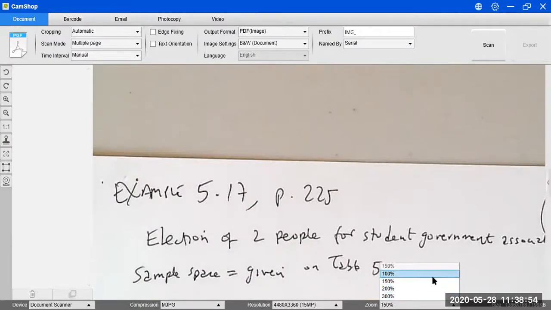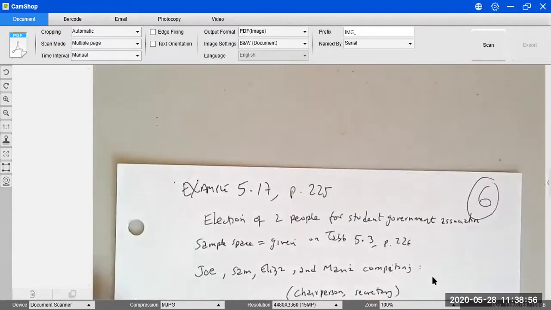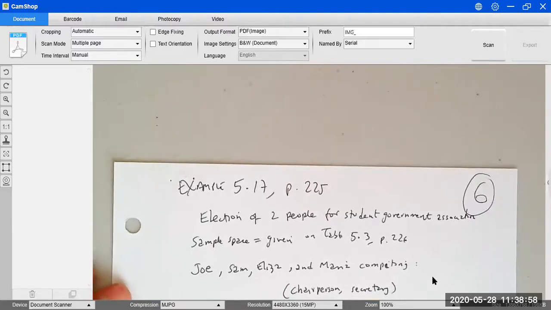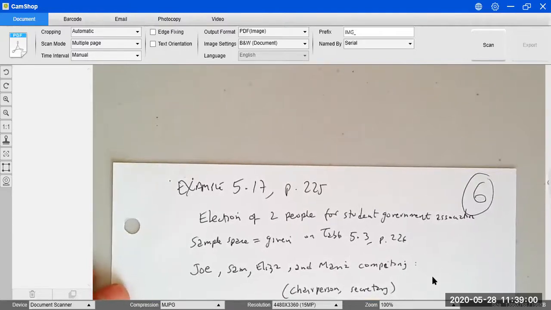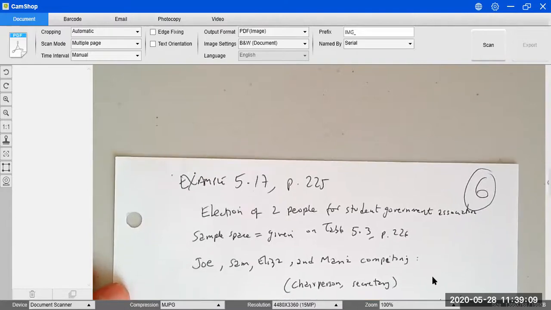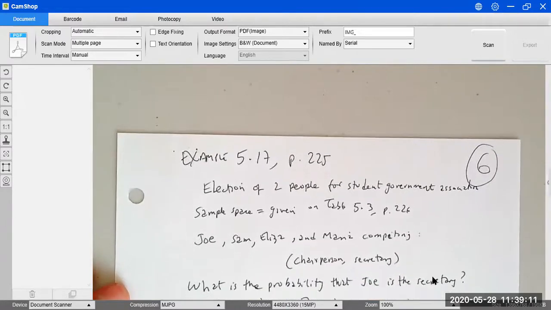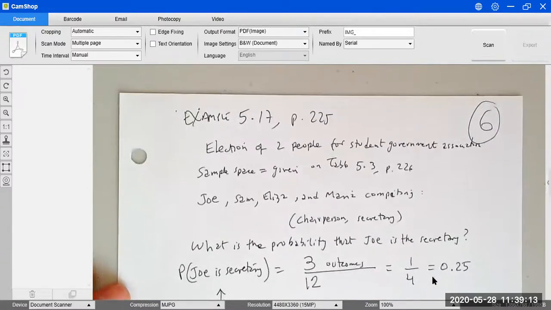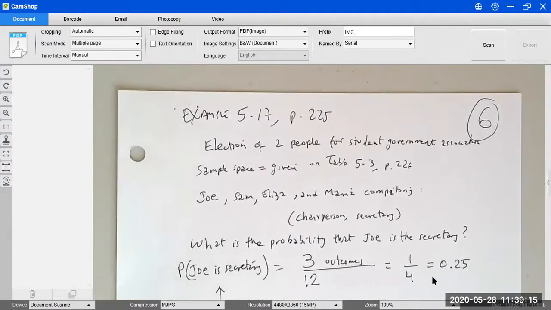So we have the election of two people for the Student Government Association. The sample space is just given in Table 5.3, as we just saw. We have a chairperson and secretary. So what is the probability that Joe is the secretary? We need to check on how many events Joe is going to end up being the secretary.